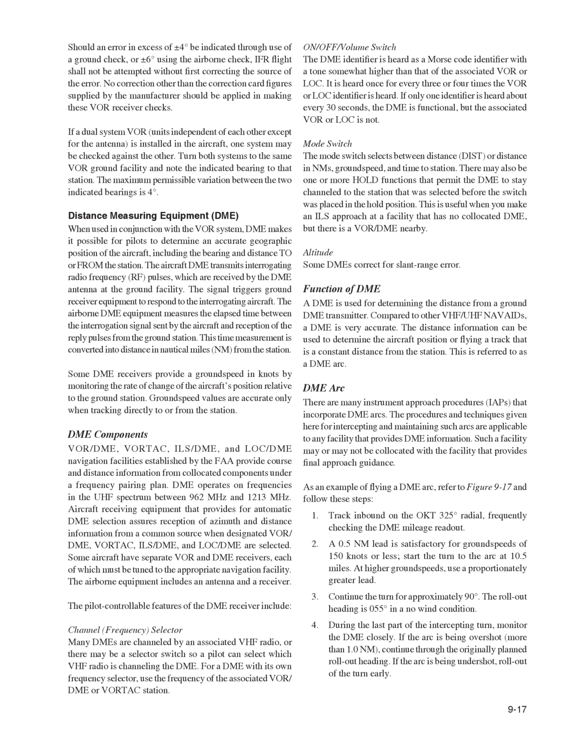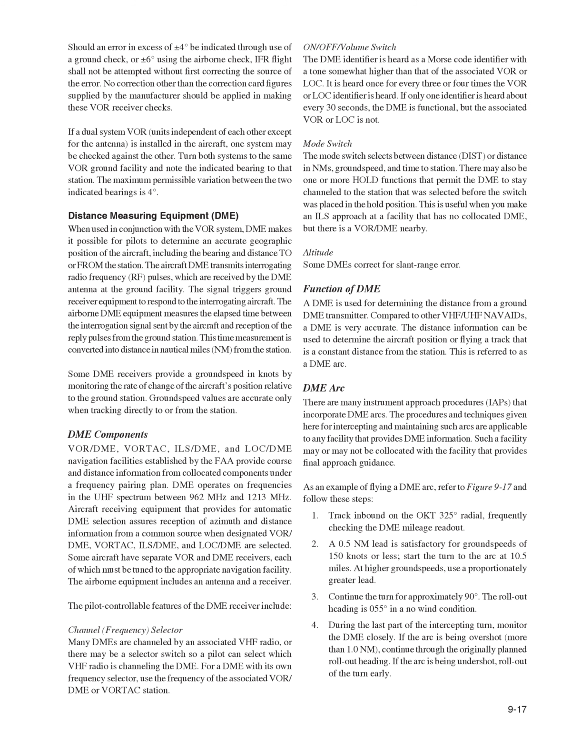Some aircraft have separate VOR and DME receivers, each of which must be tuned to the appropriate navigation facility. The airborne equipment includes an antenna and a receiver. The pilot controllable features of the DME receiver include channel, frequency selector. Many DMEs are channeled by an associated VHF radio, or there may be a selector switch so a pilot can select which VHF radio is channeling the DME. For a DME with its own frequency selector, use the frequency of the associated VOR/DME or VORTAC station.